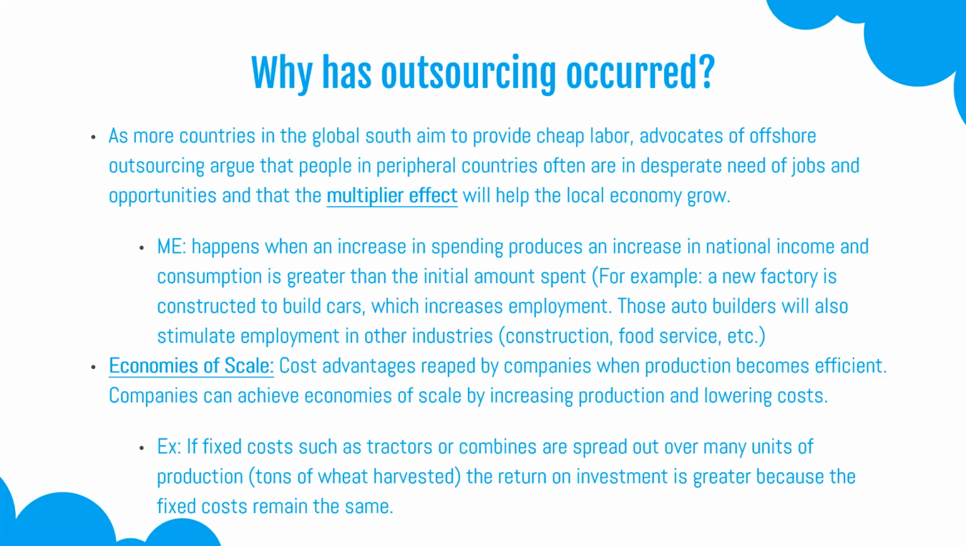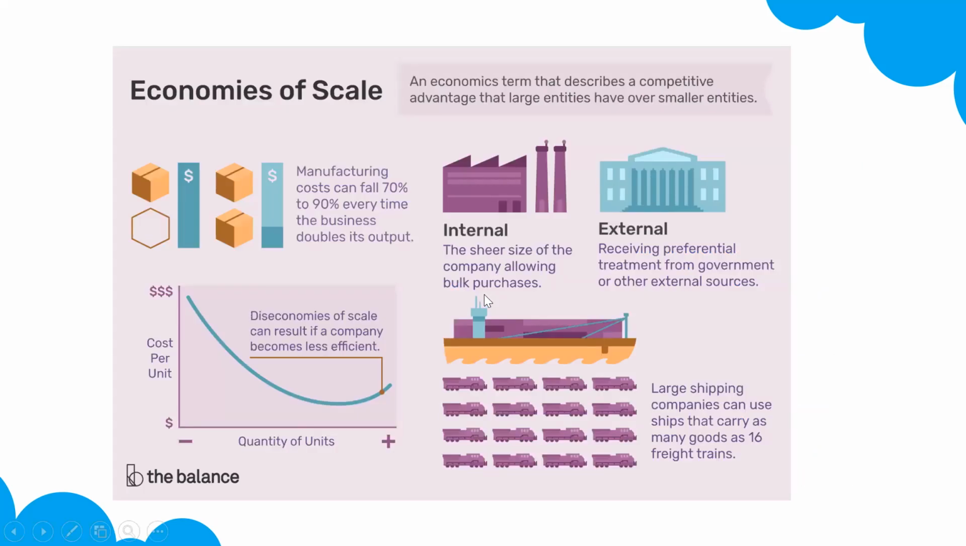So here's an example of economies of scale: the fixed costs, such as tractors or combines, are spread out over many units of production. The return on investment is greater because the fixed costs remain the same. So here's a little visual explaining economies of scale a little bit more.